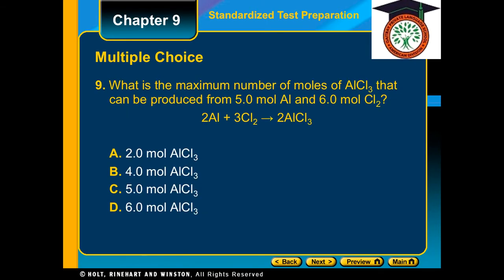Okay? What is the maximum number of moles of AlCl3 that can be produced from 5 mole Al and 6 mole Cl2? We can find the chemically balanced equation as follows. 2 moles of aluminium reacting with 3 moles of chlorine, resulting in 2 moles of aluminium chloride. So 5 moles of Al and 6 moles of Cl2, resulting in 4 moles of AlCl3. It is the double of the quantity.